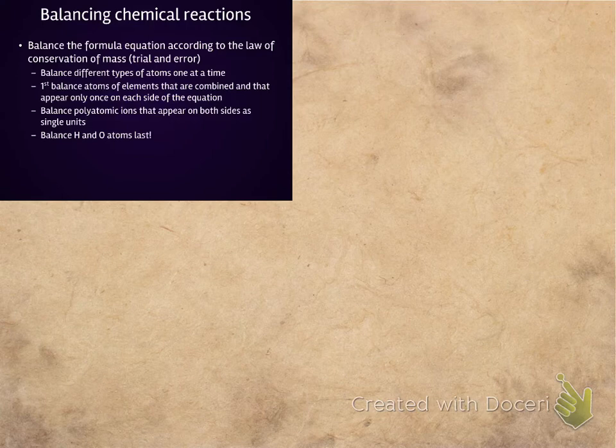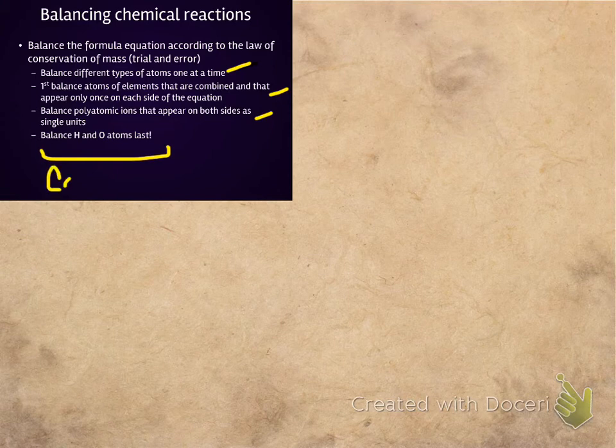Okay, so balance different types of atoms one at a time. Balance atoms of elements that are combined and that only appear once on each side first. That helps. If polyatomic ions appear on both sides as single units, balance them that way. And balance your hydrogen and oxygen last. Actually, that really applies to any element that appears all by itself.